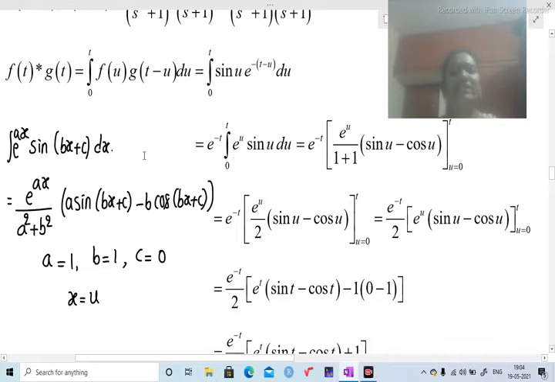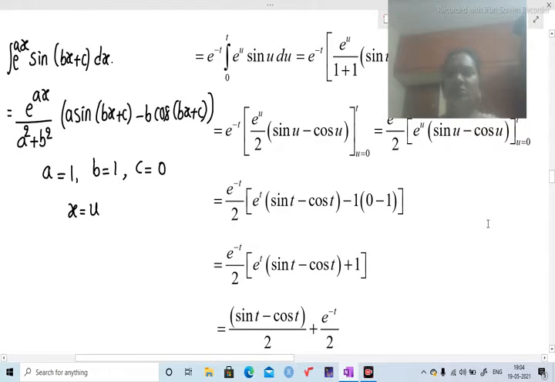Compare this integration with this integration. Then we are going to get a equal to 1, b equal to 1, c equal to 0 and x equal to u. Substitute all values here. Then you are going to get the integration of this is like this. Now I am going to simplify these terms. 1 plus 1 is 2. Take 2 outside. Now I am going to substitute limits.